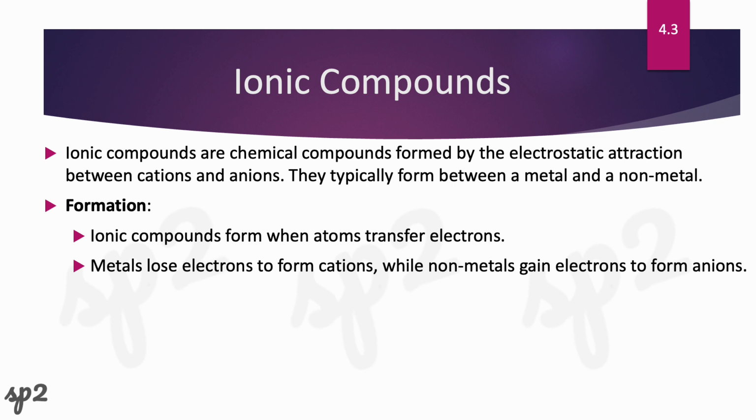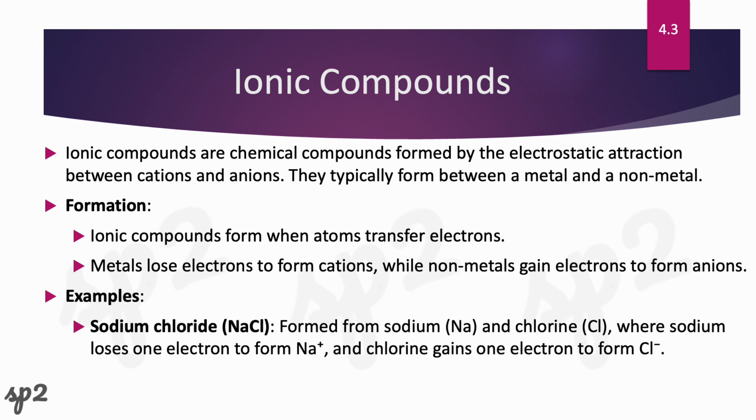Typically the metal is the one that is losing electrons to form the cation, and the non-metal is the one that is gaining the electrons to form the anion. That means the electrons are going to be transferred from the metal to the non-metal. That's how we gain these opposite charges. Here are a couple of examples for you: sodium chloride, that is table salt.